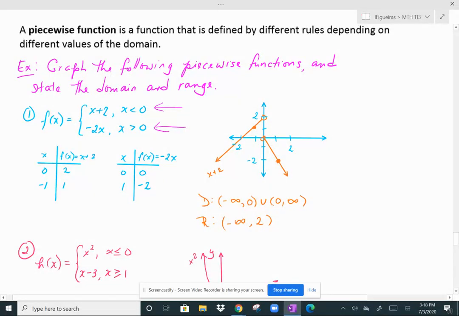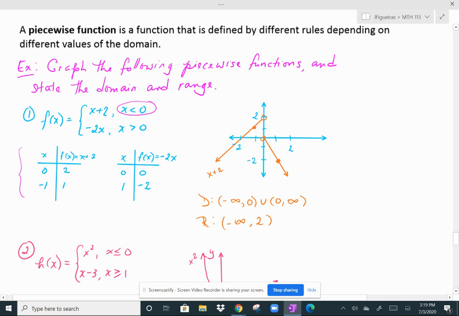So here's the work for x plus 2. It's this chart right here. So even though it says for values less than 0, you still want to know what it would be at 0, and then pick one number less than 0, like negative 1. So I picked 0 and negative 1, I plugged it into x plus 2, and I get 2 and 1. So I have a point at 0, 2, and another one at negative 1, 1. So that's exactly what you see here.